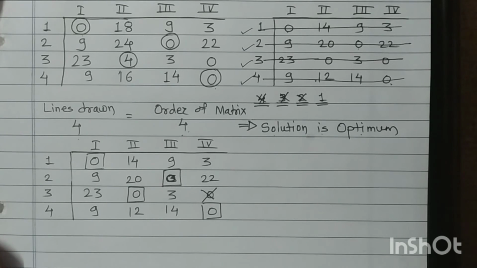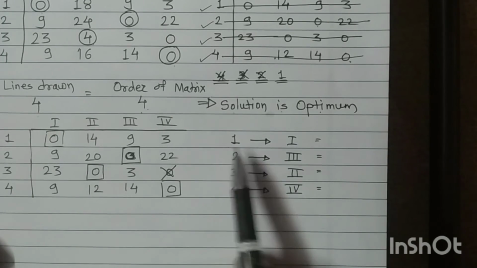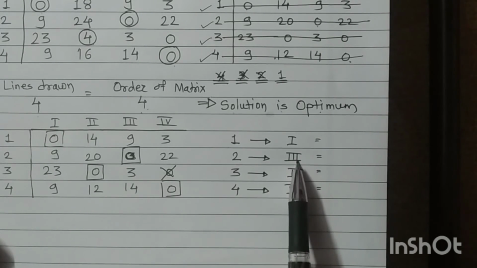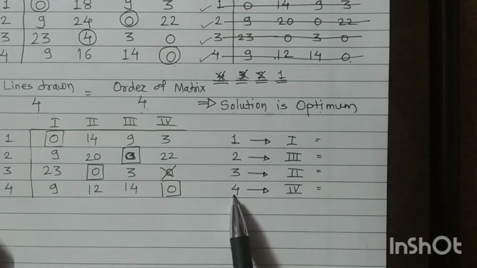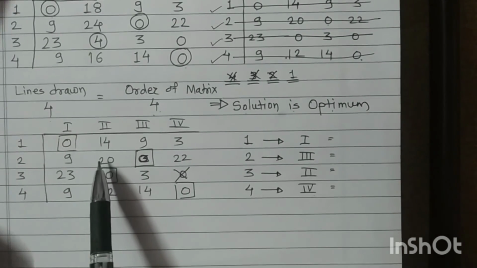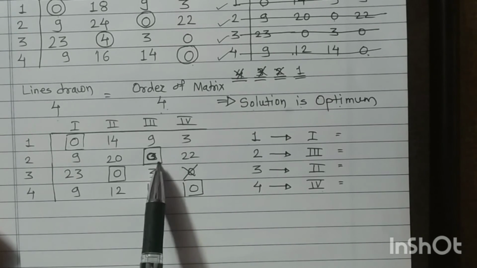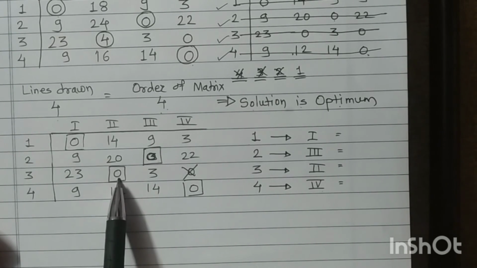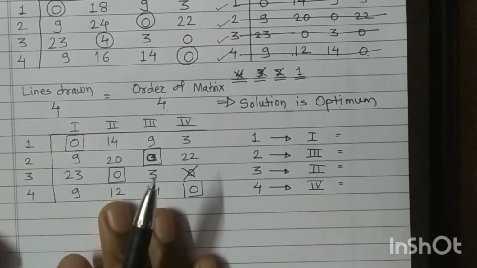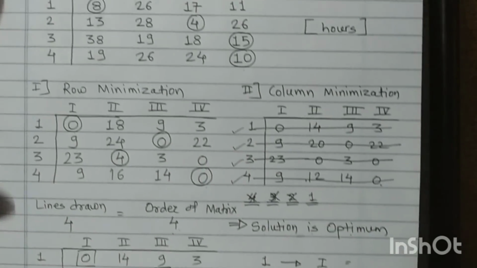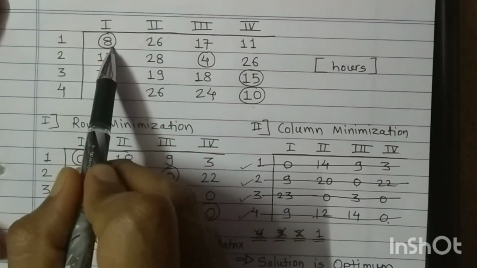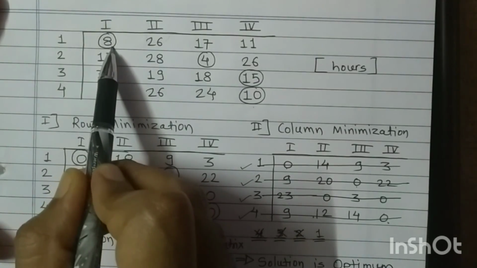I will write down the answer as follows. So 1 is assigned to Roman 1, 2 is assigned to Roman 3, 3 is assigned to Roman 2 and 4 is assigned to Roman 4. So you can check here in this matrix 1 is assigned to 1 and 4 is assigned to 4, 2 is assigned to 3 and 3 is assigned to 2. So for the values you have to go back to your original matrix, and 1 is assigned to 1. So in the given problem 1 is assigned to 1. The given hours are 8.